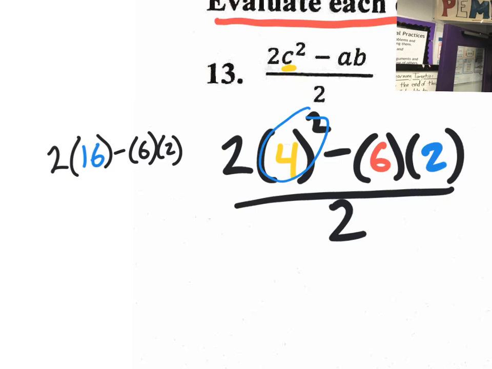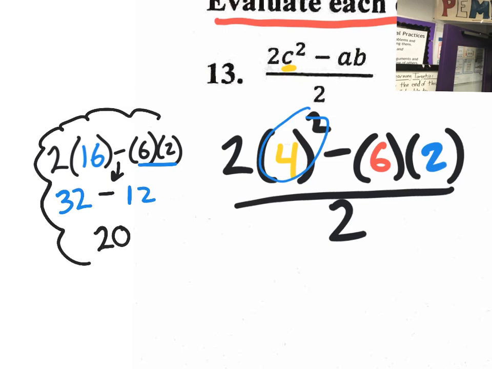Now let's continue working. We now have multiplication and multiplication. So 2 times 16, that is 32. And 6 times 2, that is 12. And of course, we have the minus sign between them. So 32 take away 12, that is 20. Okay, so what we just did is we simplified the whole numerator, and we got 20.